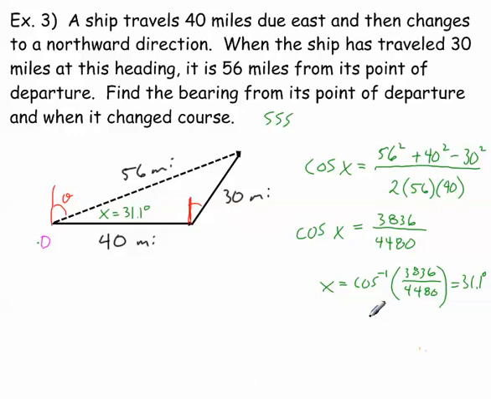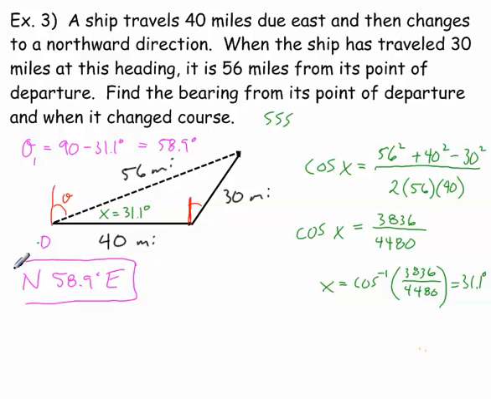Alright, that would make my bearing then for theta, my bearing from my point of departure, 90 minus 31.1, which is 58.9 degrees. And so that is north 58.9 degrees east. There's my first bearing from my point of departure.